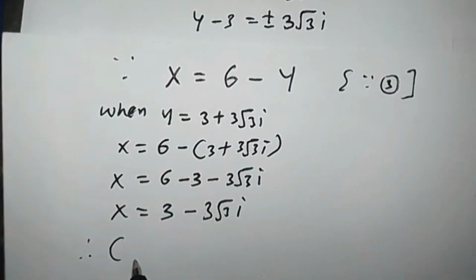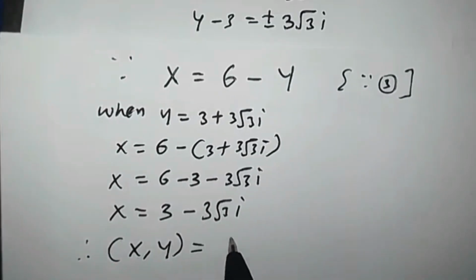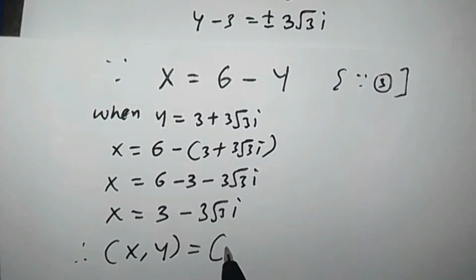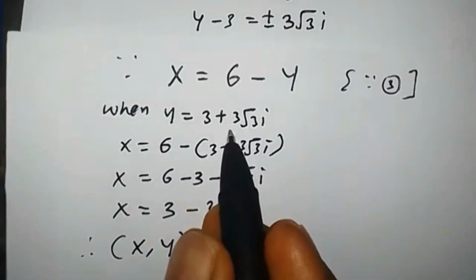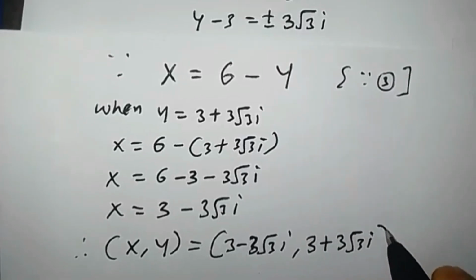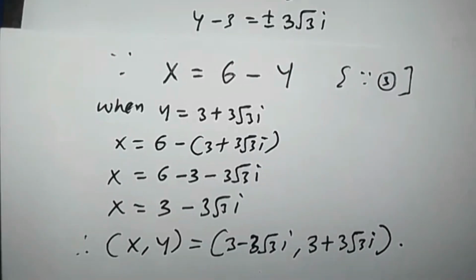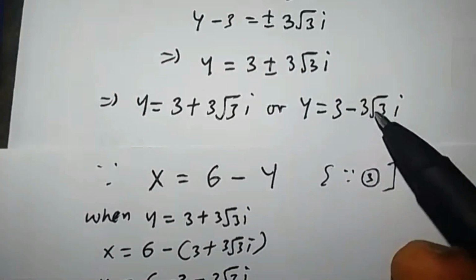Therefore, the first solution, x comma y, is equal to, the value of x is this, 3 minus 3 root 3i, comma, the value of y is 3 plus 3 root 3i. This is the first solution. Now, let's consider the second value of y, this guy.